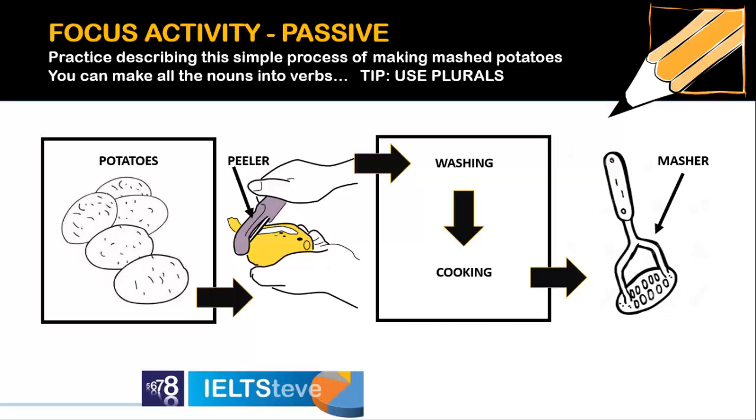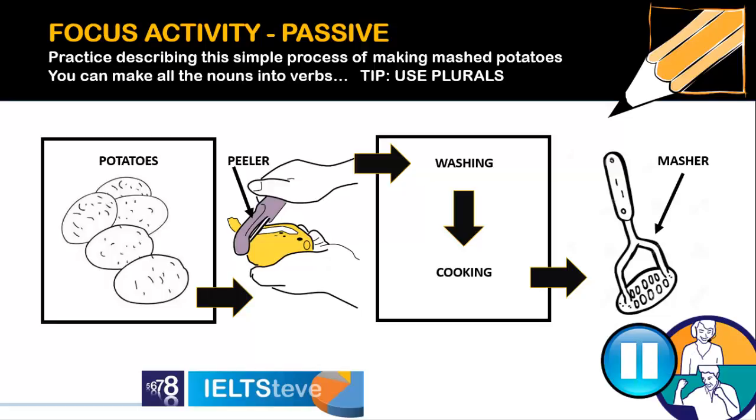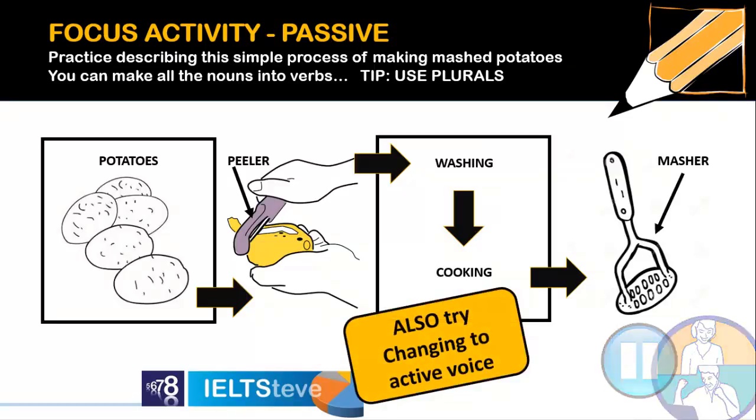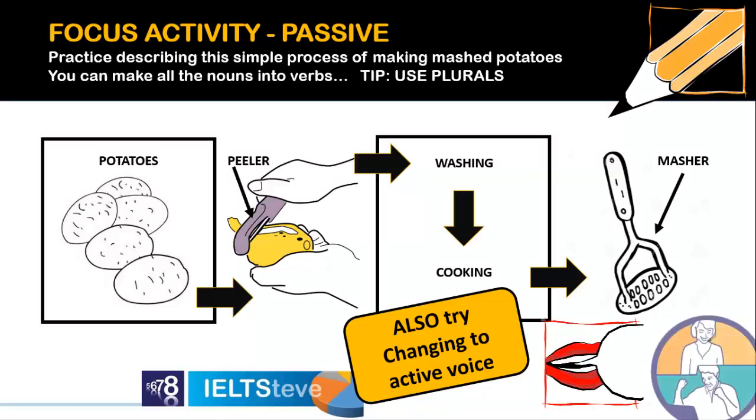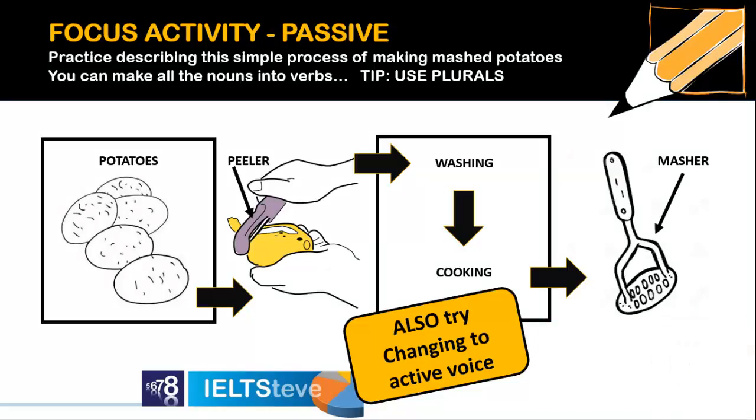So some of these are in a verb form or a gerund form, and some with the -er are describing nouns, but you can use them to make passive sentences. So don't forget, sometimes you can try changing to the active voice. Just one little other thing there. If you want to, you can describe that to your partner verbally first, rather than writing it, just to get used to using the passive voice, and then try writing.